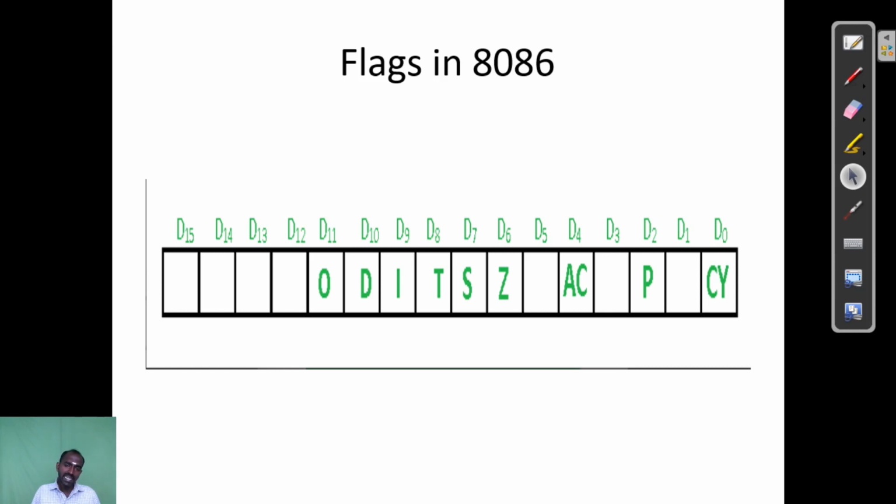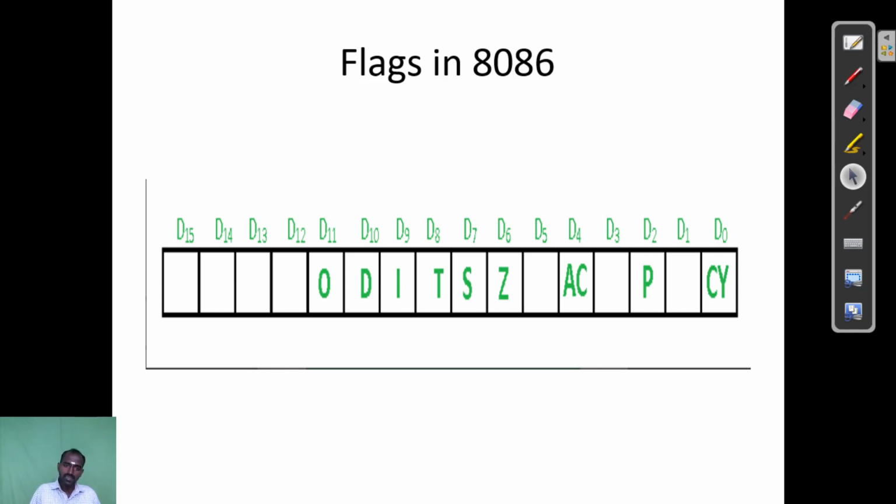These are the 9 flags used in the 8086. So what are the 9 flags? Carry flag, parity flag, auxiliary carry flag, zero flag, sign flag, and overflow flag. These 6 flags are affected by arithmetic and logical operations. The remaining 3, direction flag, interrupt flag, and trace flag, are the control bits that control the operation. These are the 9 flags.